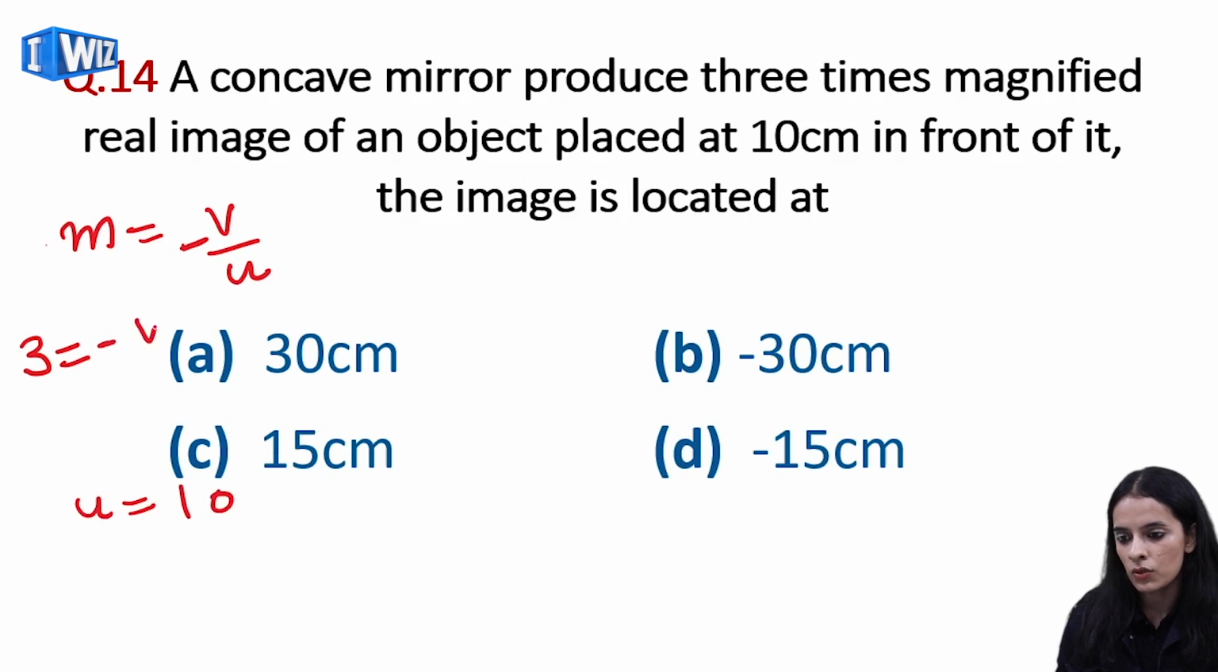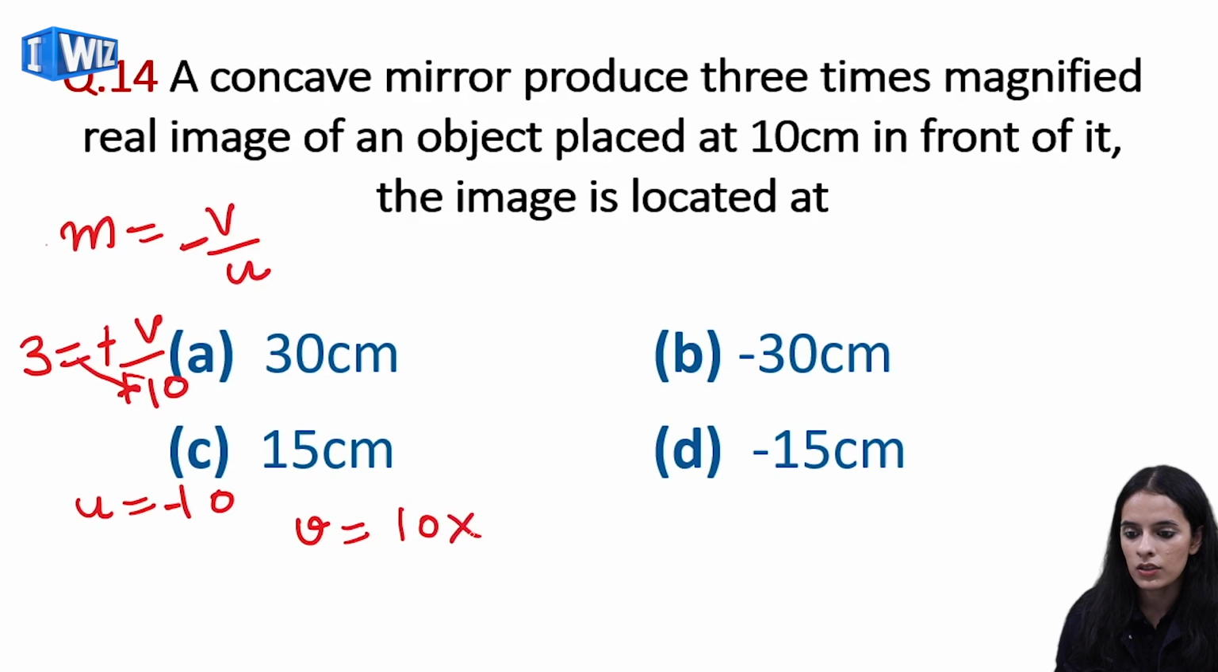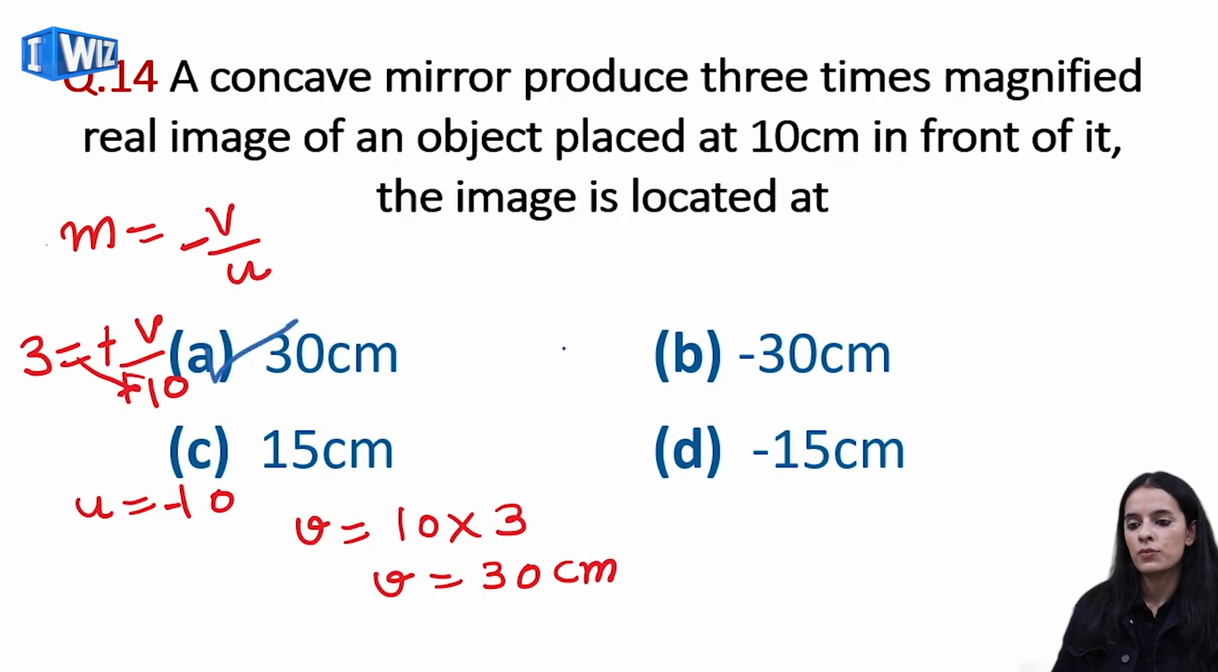We know that the object is always placed in front of a concave mirror, so we have to take it as negative. So just take U as minus 10. So V from here, just do a cross multiply: 10 into 3, V is equal to 30. So the image is located at 30 centimeters. This is the right option, 30 centimeters. Come to the next one.